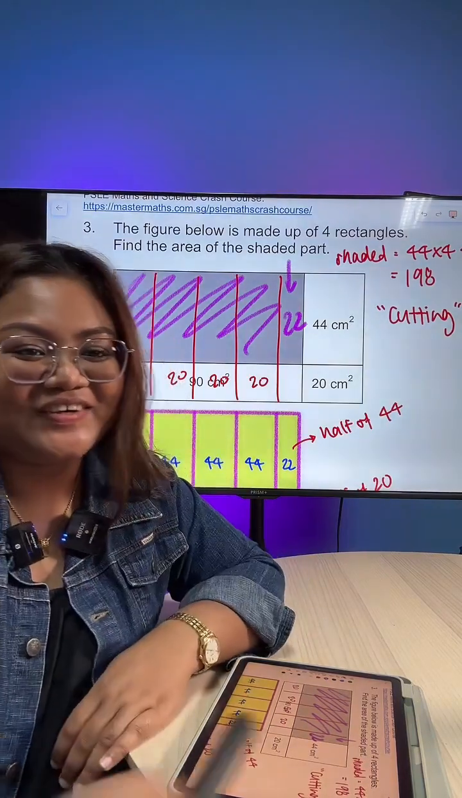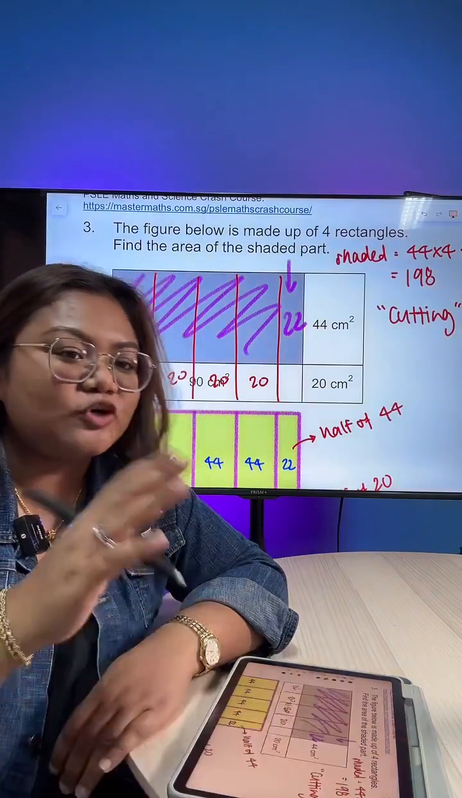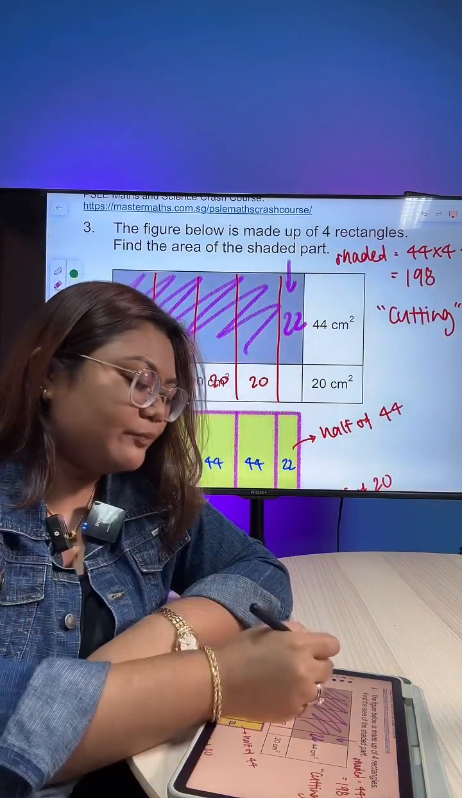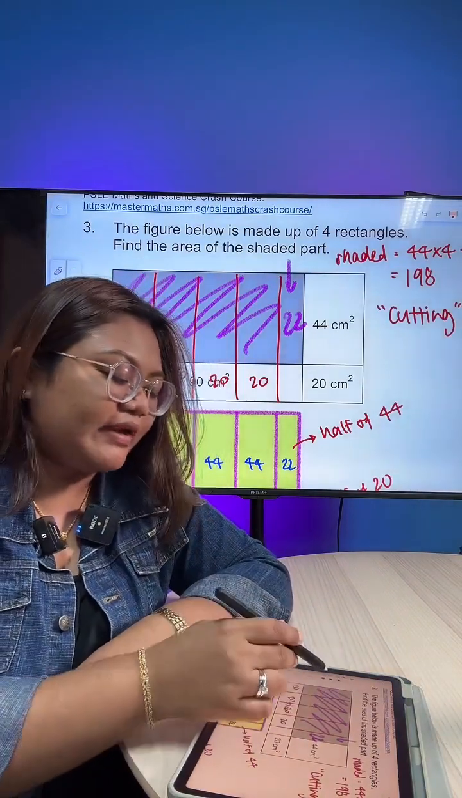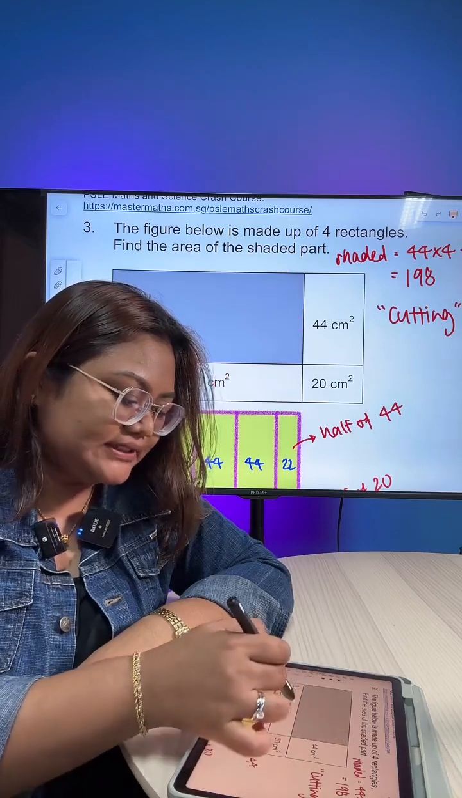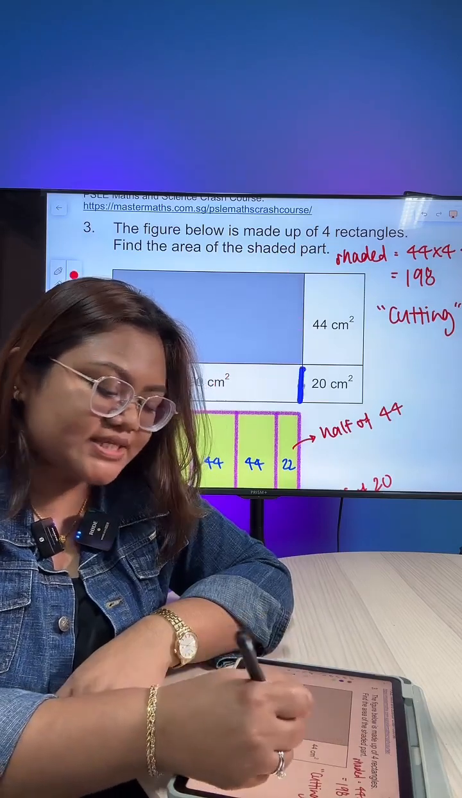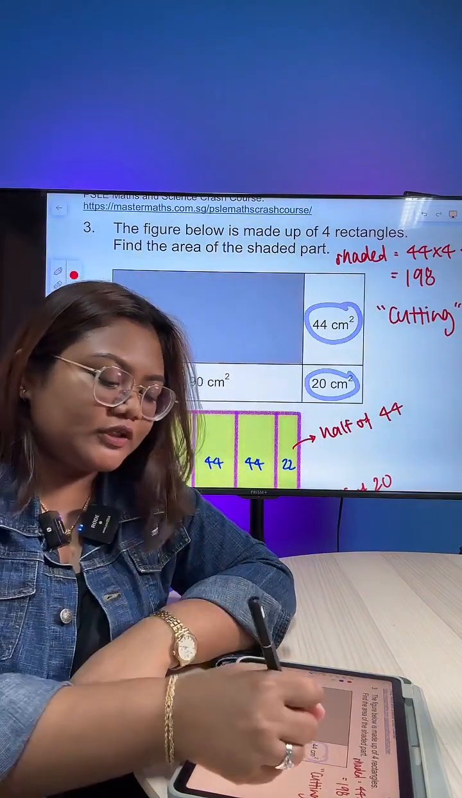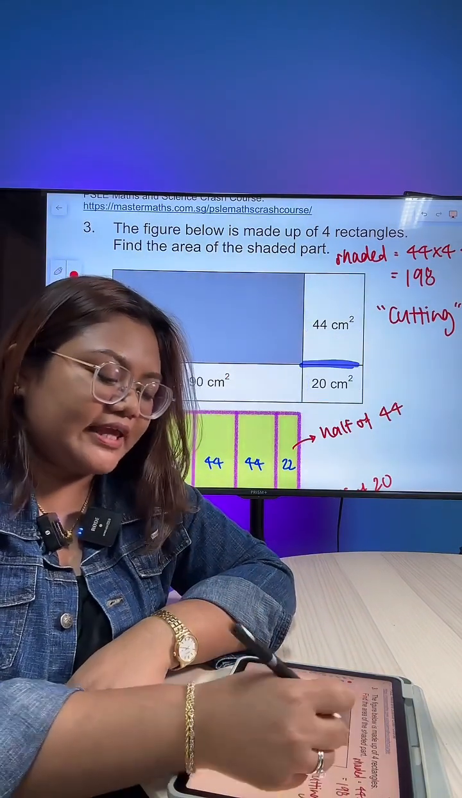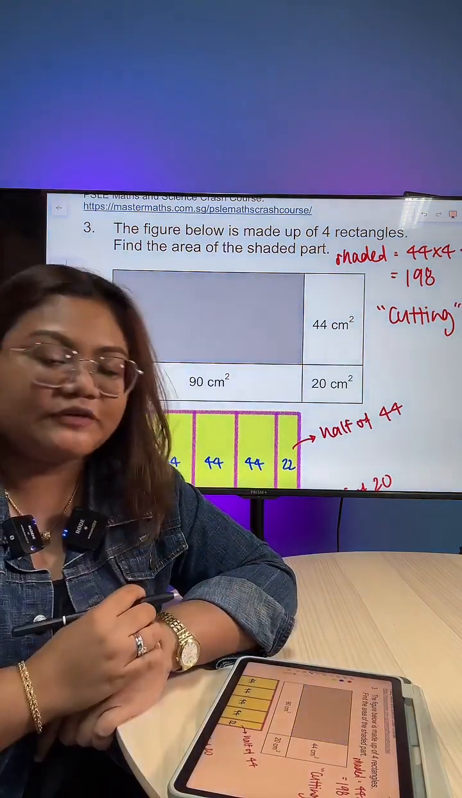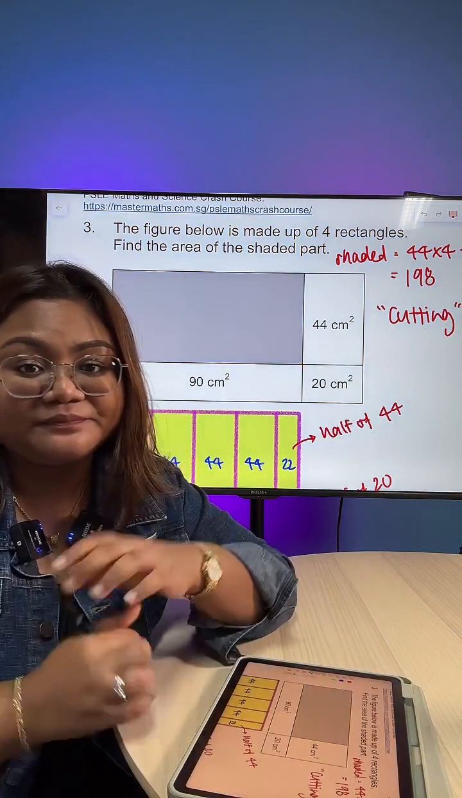Okay, so for this one there's no need to use length and breadth, because I can do the cutting method. If you want to use length and breadth, you can also. You can find the common factors between 20 and 44 to give you a common side here, and therefore you can find this part and that part and multiply to give you the answer as well. Got it?